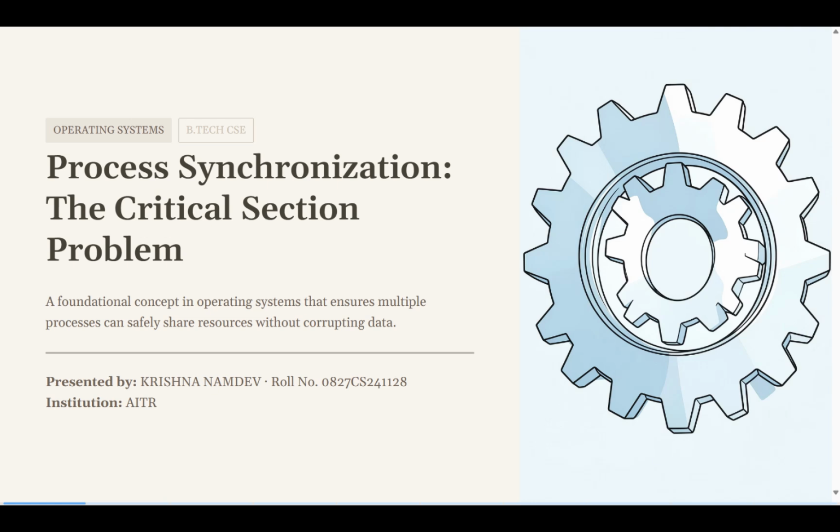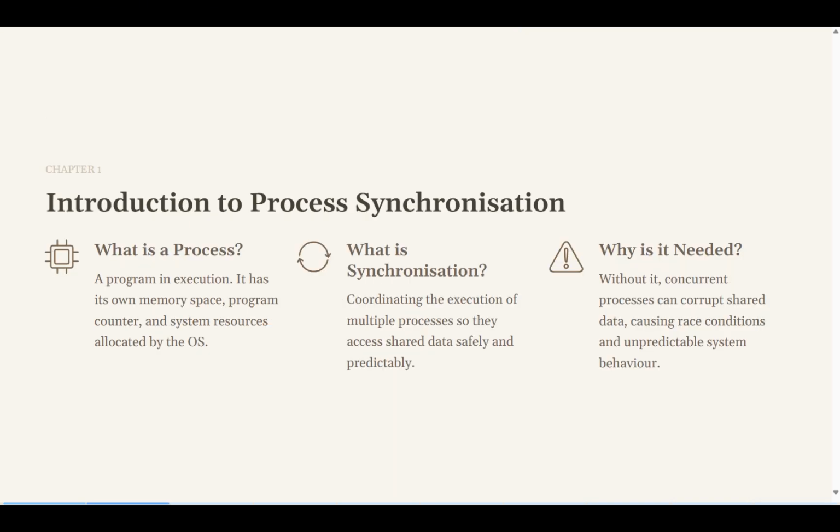Of operating system, which is process synchronization and the critical section problem. So let's get started. First we are going to understand what processes are, and we are going to see some terms related to it, and then we are going to jump into the critical section part.